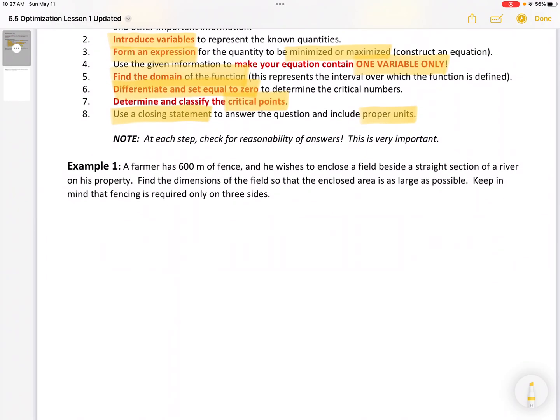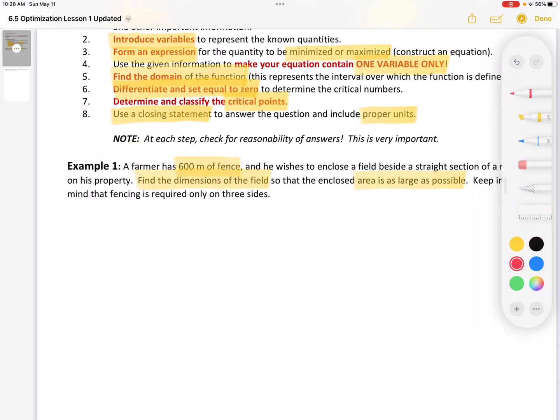A farmer has 600 meters of fence. He wishes to enclose a field beside a straight section of a river on his property. Find the dimensions of the field so that the enclosed area is as large as possible. So we're maximizing area. Keep in mind that the fencing is required only on 3 sides.